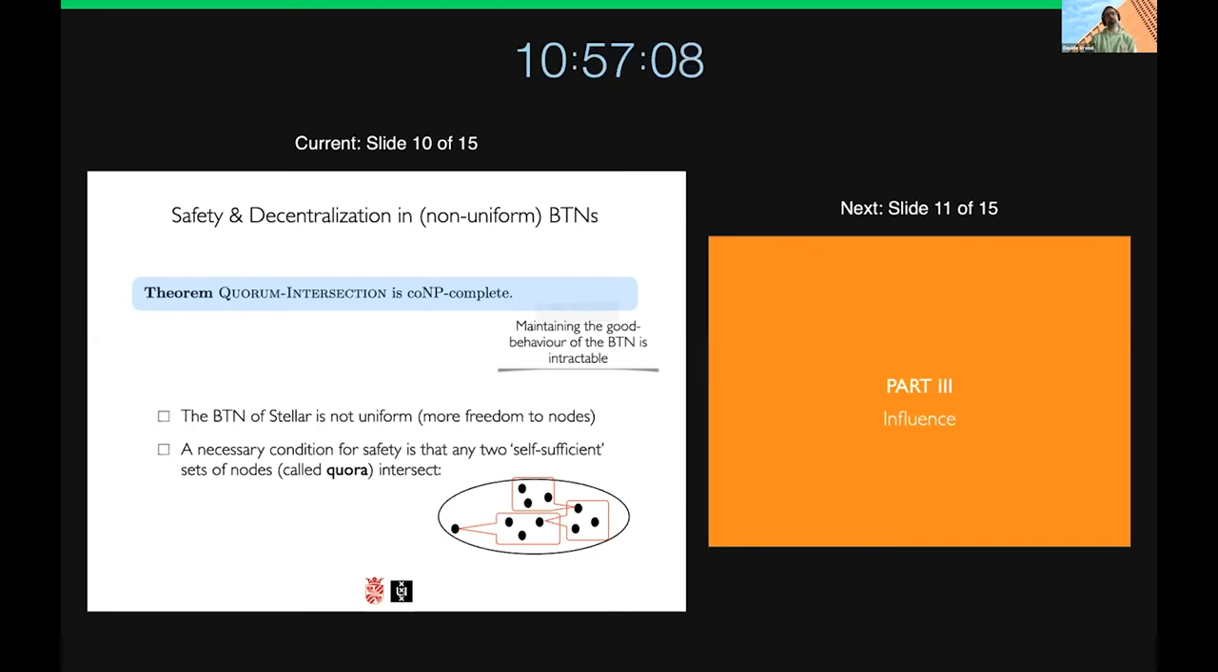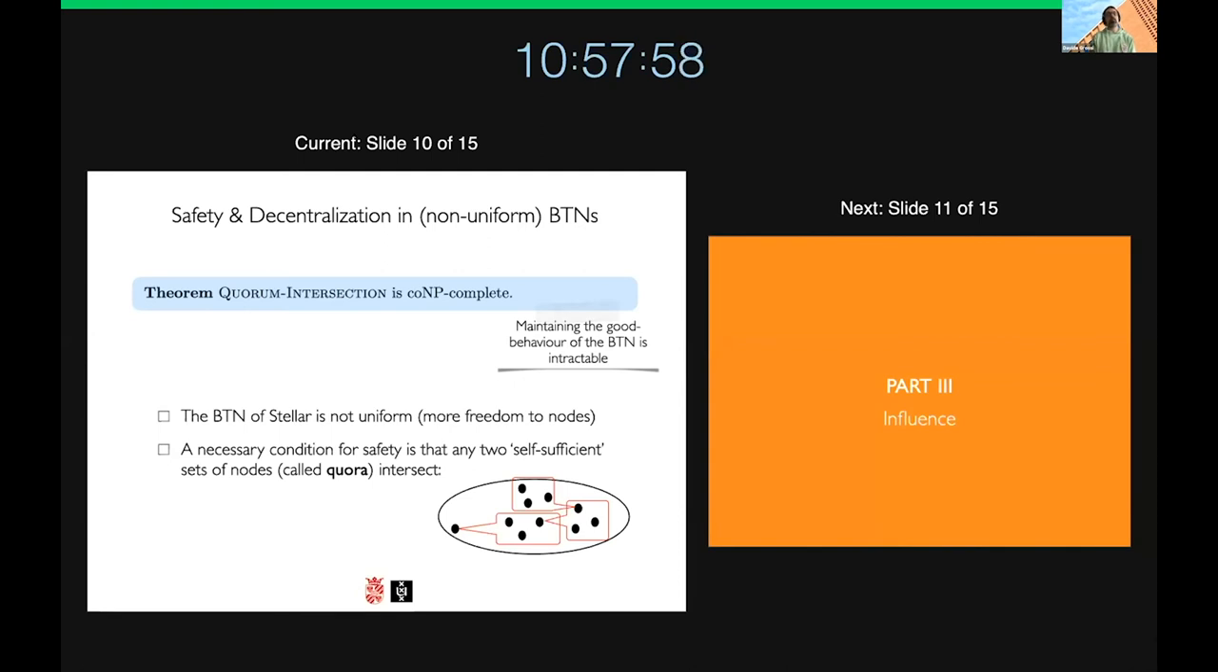So what we show in the paper is that, if we look at these quora, this kind of self-sufficient set of nodes for the determination of agreement, obviously, if we have quora that don't intersect, we can easily create forks in the system. So a necessary condition for the absence of forks is that quora always intersect, so that the intersection of two quora is always non-empty. Okay, that's a condition that was clearly stated in Stellar, starting from the white paper.